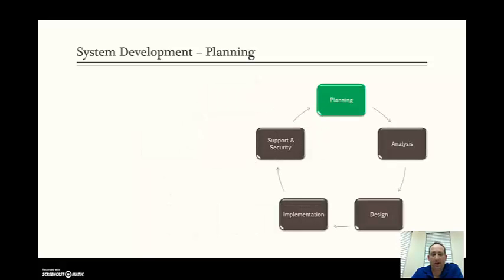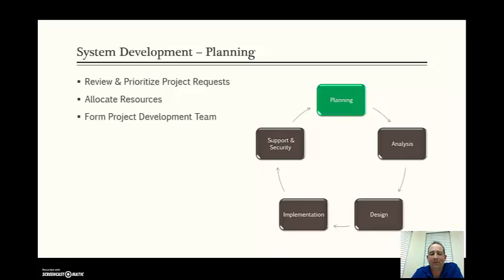So the first phase, the planning phase, is where you would review and prioritize your project requests, just making sure that the higher priority items have adequate time to be able to do those items. This is where you would allocate your resources, so make sure that you have enough people to be able to take care of that as well. This is where you would form your project development team. Typically these are people that are the users, the analysts, and the IT professionals.